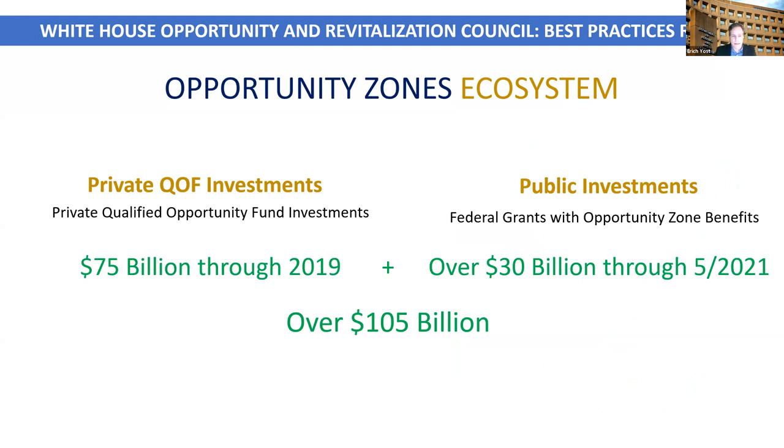What do we know to date? In the Council of Economic Advisers report, they shared that about $75 billion through 2019 had been identified in private qualified opportunity fund investment. We also know that the federal government, through the end of May, has aligned over 500 different grants, specifically 400 unique grants and programs, for over $30 billion to give preference or priority consideration to opportunity zones. So just in the federal and private markets through these time periods, there are over $105 billion of different funding sources that can flow to these communities.